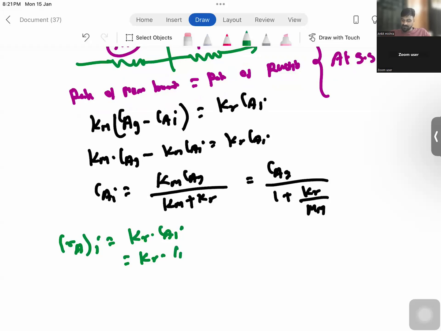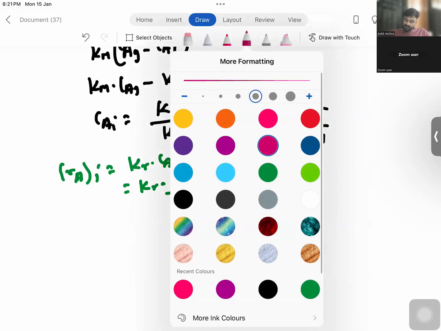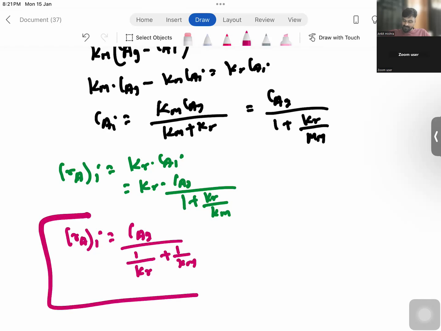So you can substitute, that is CAG divided by 1 plus Kr by Km. Fine. So finally, what we will get, the rate of reaction at the interface, that is equal to obviously CAG upon 1 by Kr plus 1 upon Km. So this is how the rate of reaction at the interface can be calculated, and one can calculate these things.